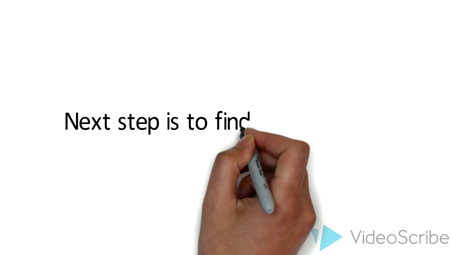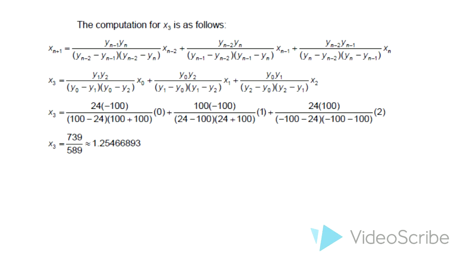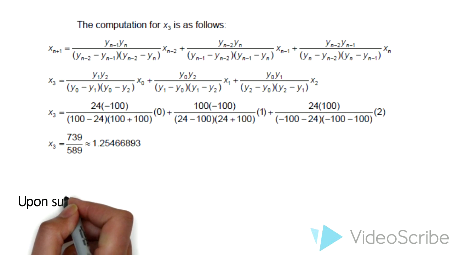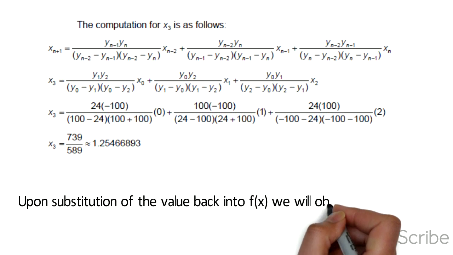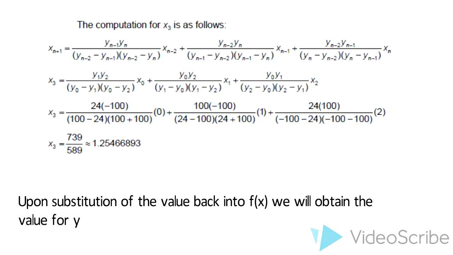The next step is to compute x_{n+1}, so x_3. We do so by substituting our initial values of x and also our values of y that we already computed into our new root estimate shown here. We will obtain our new root estimate x_3, which equals approximately 1.255 in this case. Upon substituting this value back into f of x, our function, we will obtain the new approximate value for y as well. And we just keep on repeating this procedure.